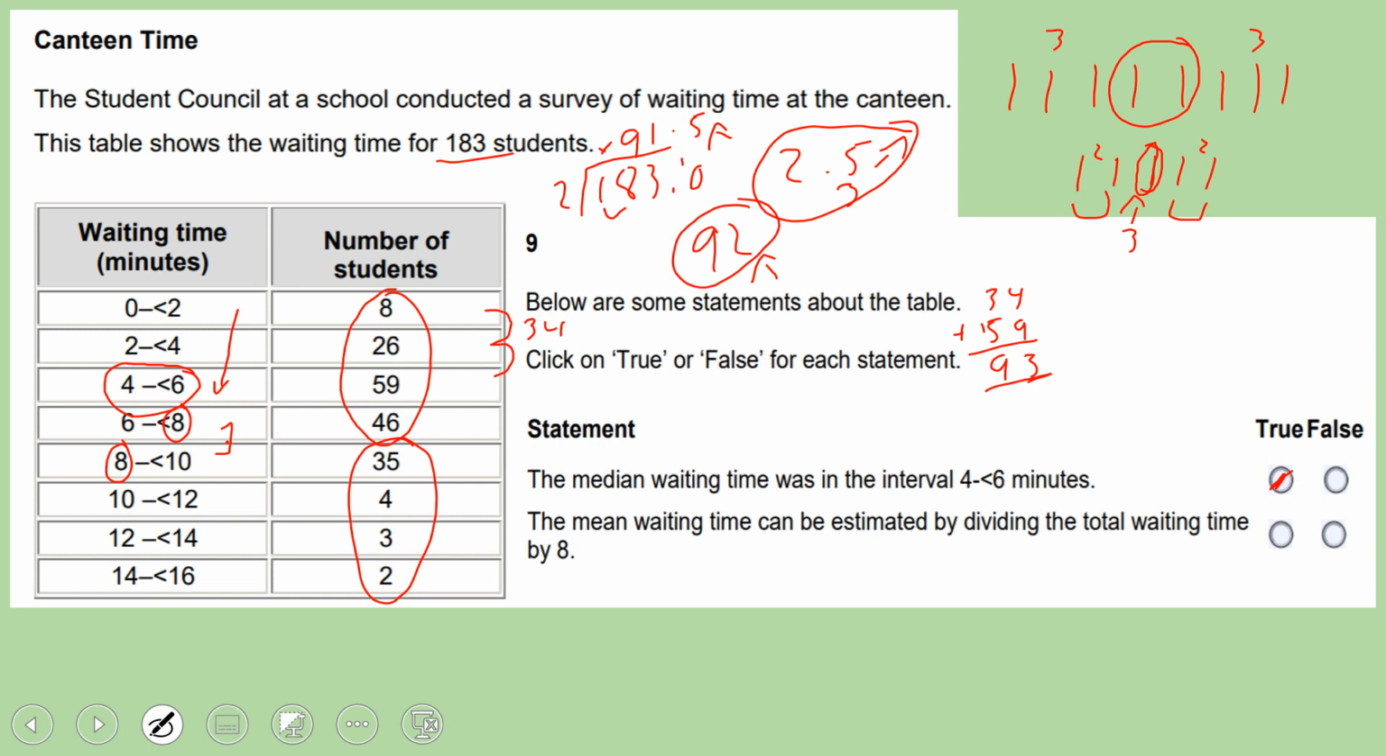we can see that this will not get us a good estimate. This will get us quite a poor one. So the mean waiting time cannot be estimated well by dividing the total waiting time by 8. So that, in this instance, is false.